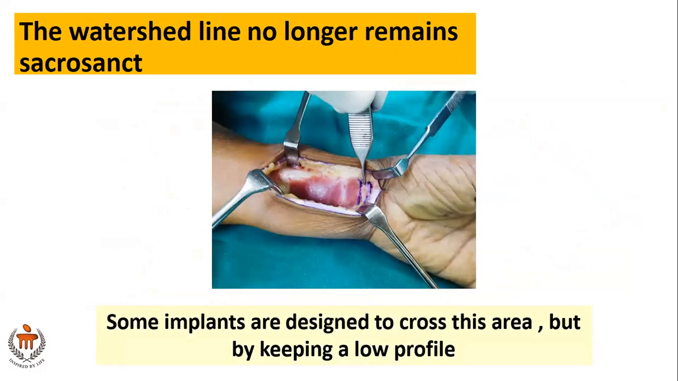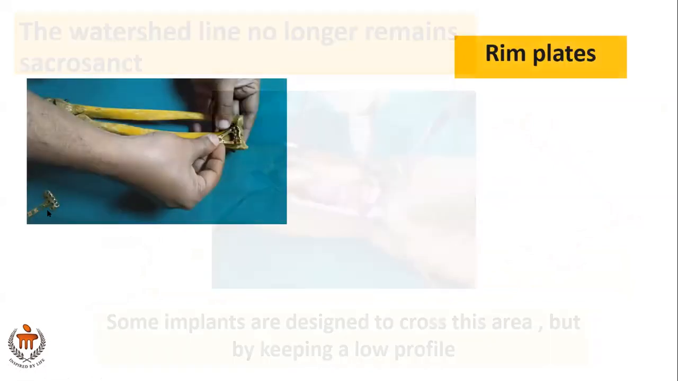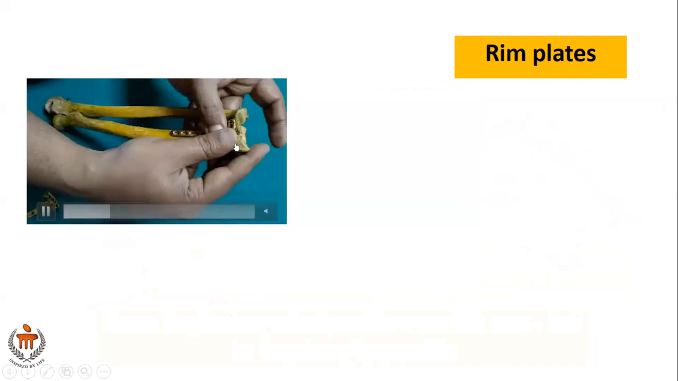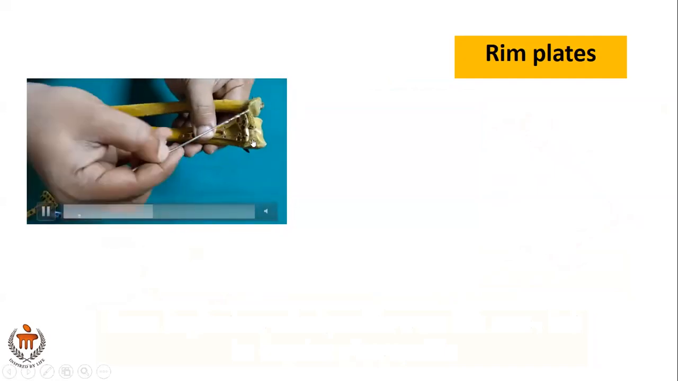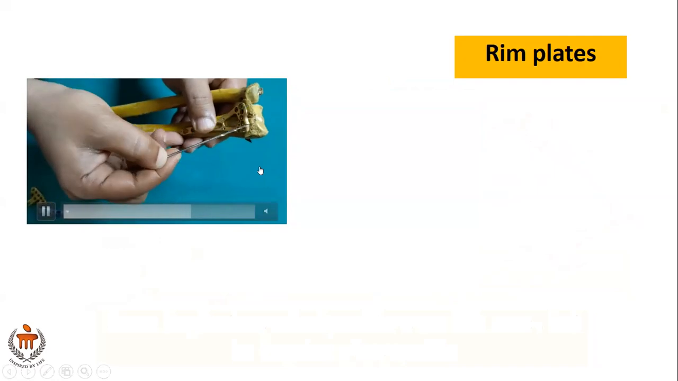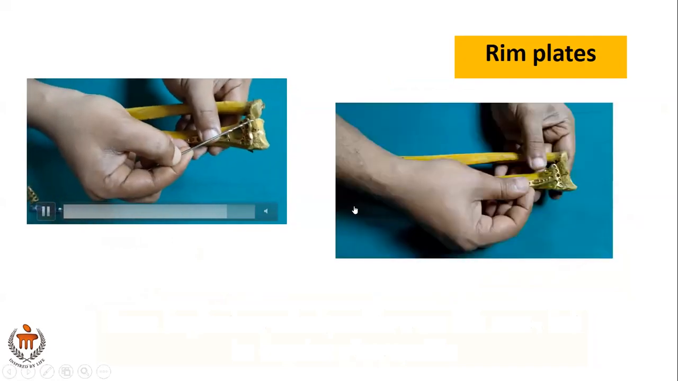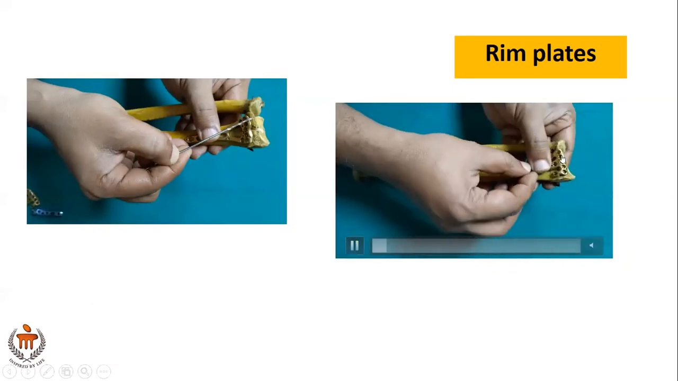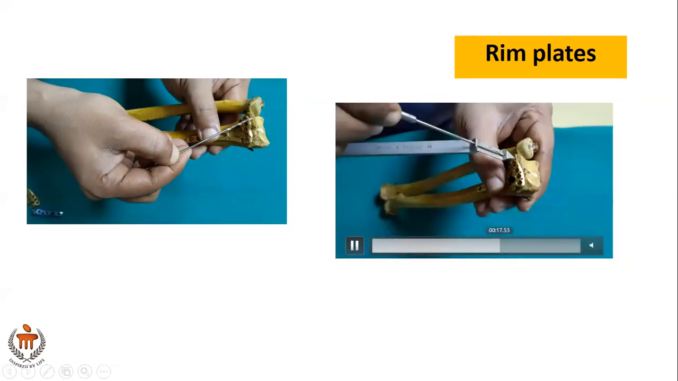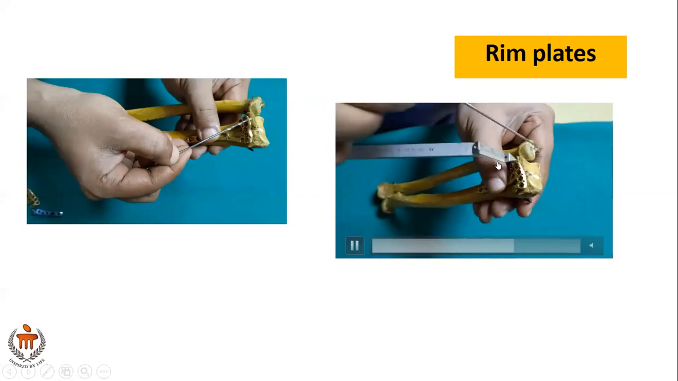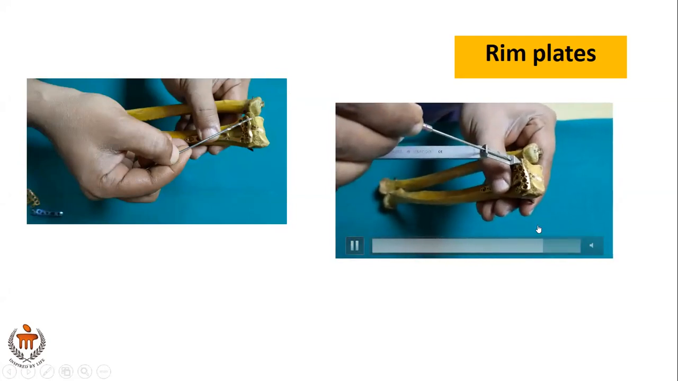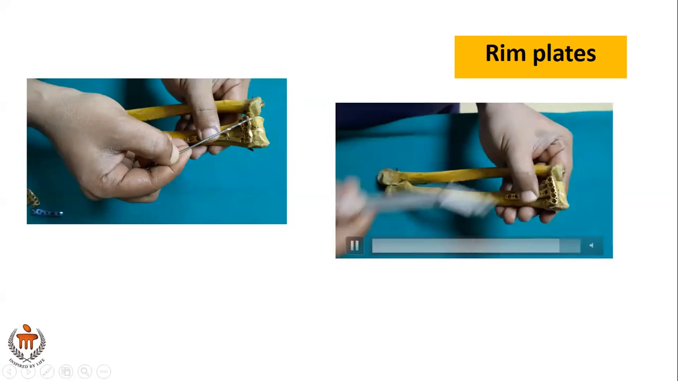You need to cross this, but it's with the proper implants, especially low profile implants. And you have the rim plates here, which can cross all the way till the edge of the distal radius here. And these are very low profile plates. So there is not much of tendon or soft tissue irritation. And you have different types of plates. And the good thing is the screws go proximally like this. So they don't go distally like this. They're directed proximally, and you can hold the fragments here.